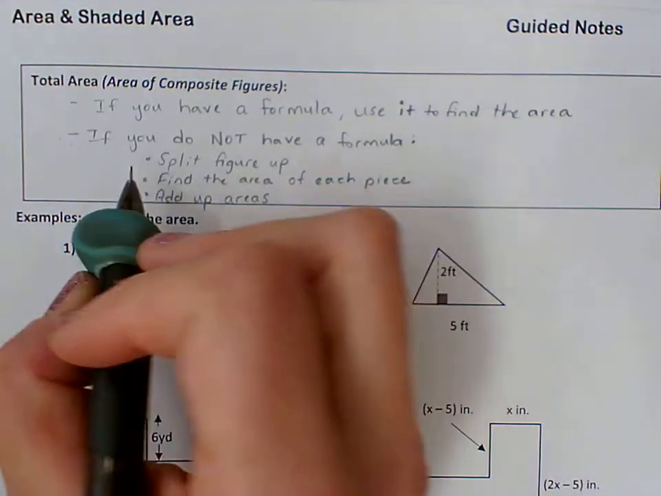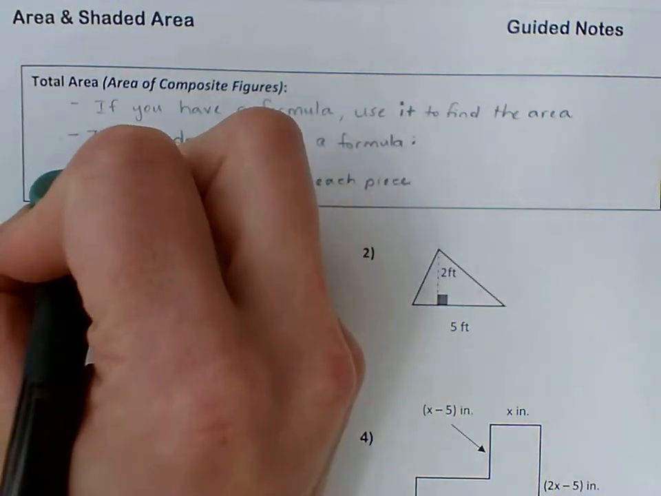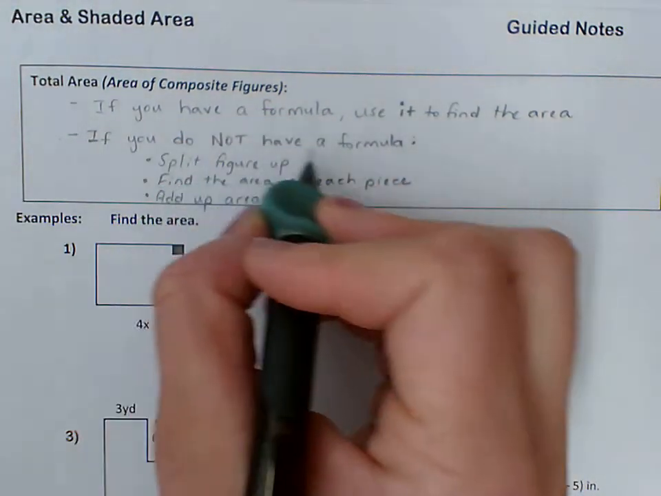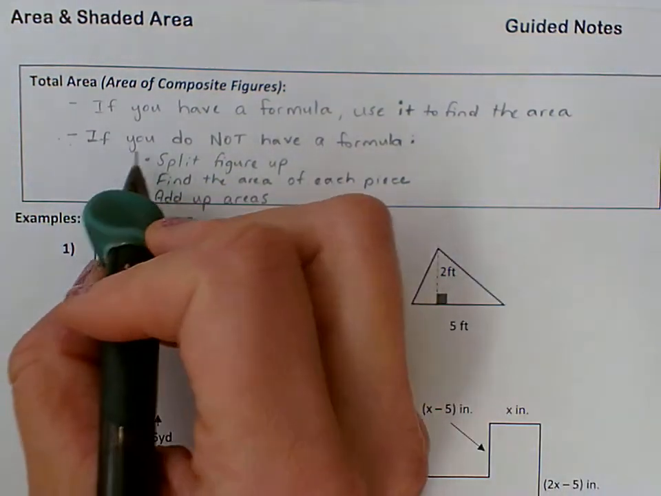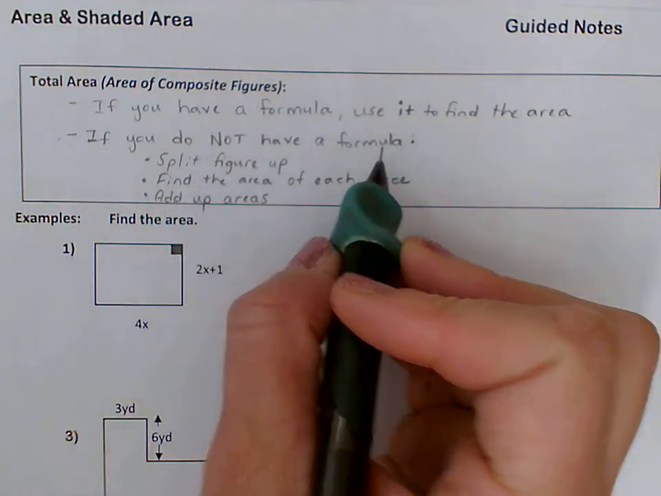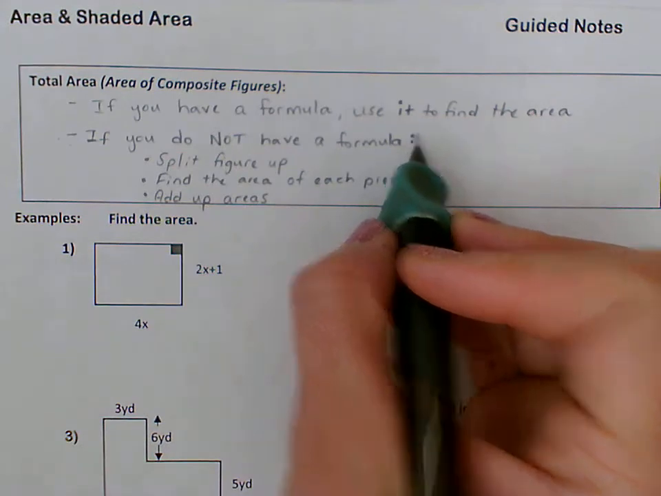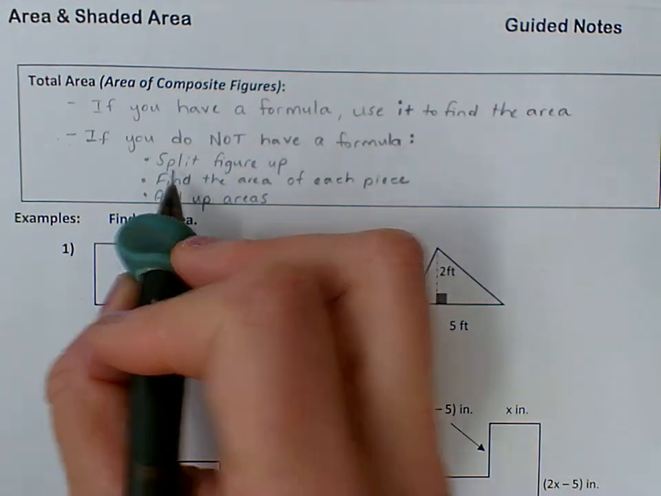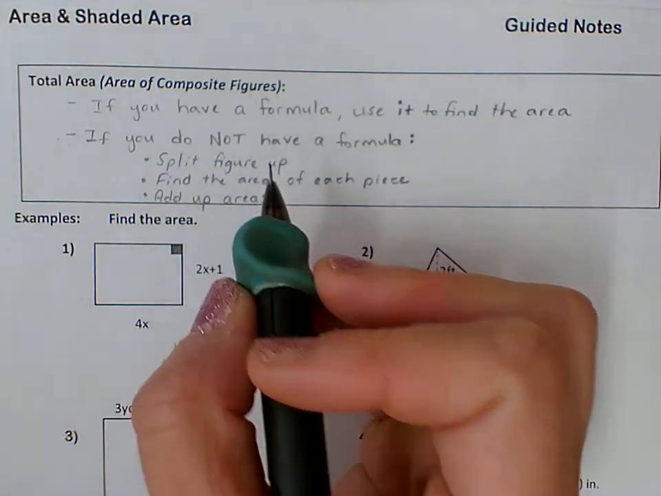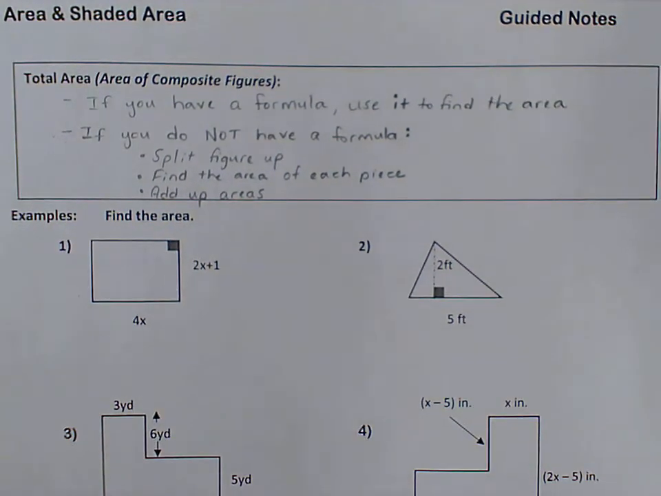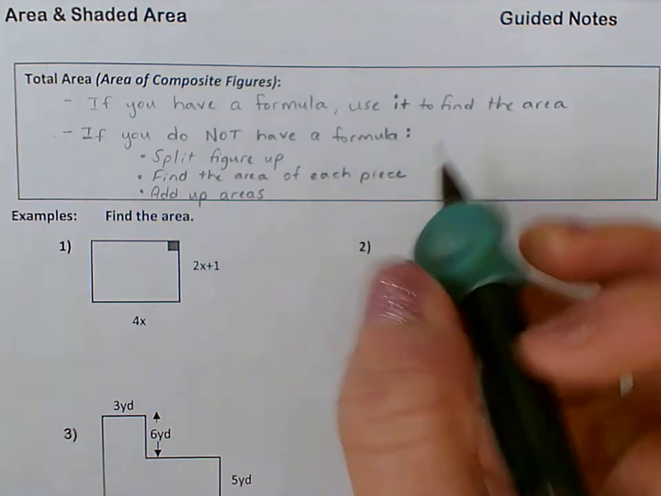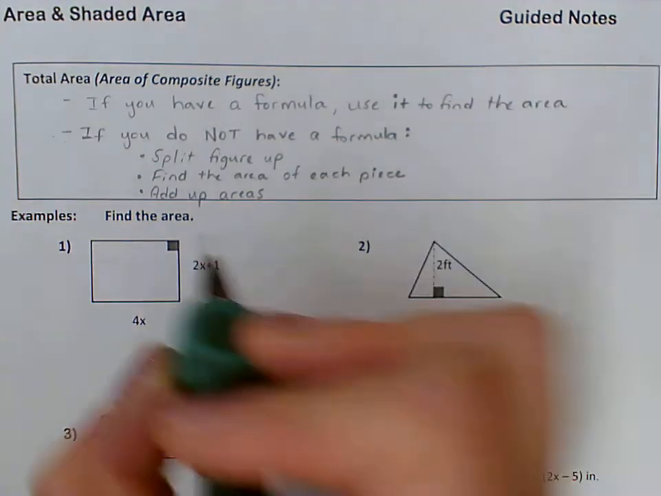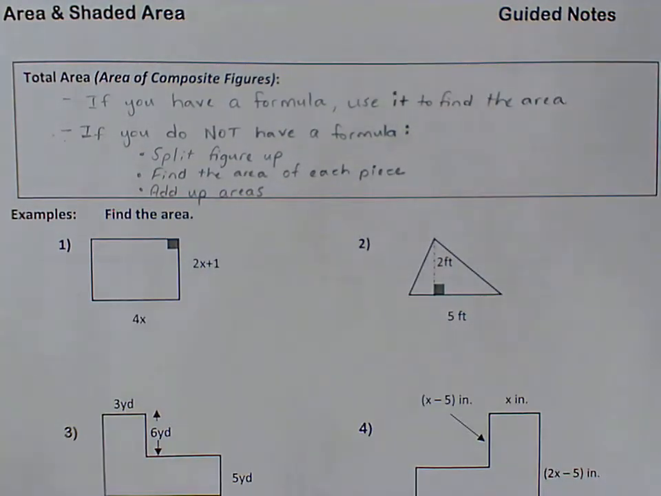But there's going to be some figures that look a little strange, and you may not have a formula specific to that type of figure, okay? So if you do not have a formula for that type of figure, what you're going to try to do is split the figure up into pieces that you have a formula for. Then you're going to find the area of each of those pieces. And then you just have to add up the areas when you're done, okay?